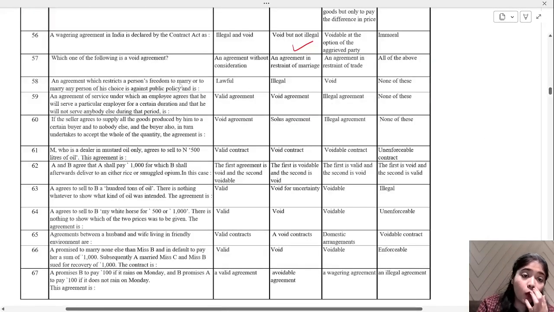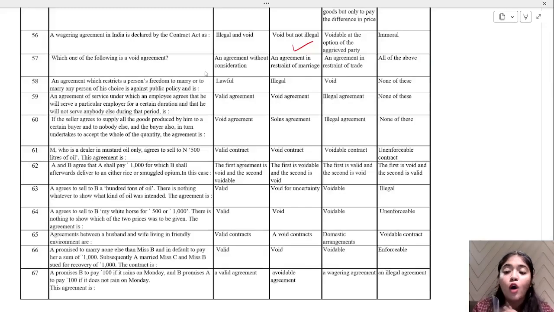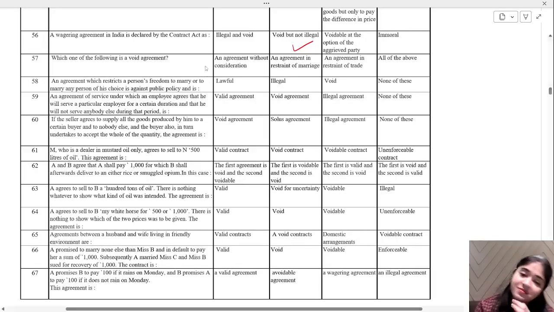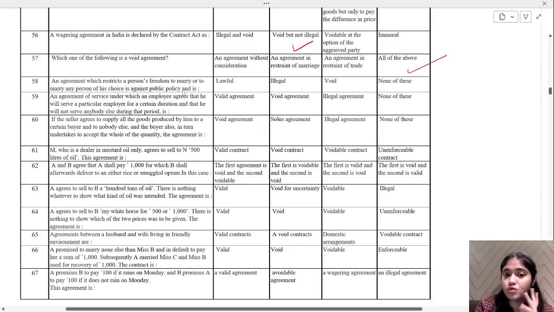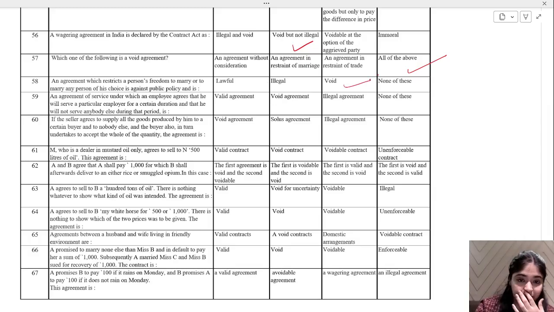Yes, let's go ahead. Which one of the following is a void agreement? Agreement without consideration, agreement in restraint of marriage, agreement in restraint of trade, or all of the above? Tell me, what do you think? Yes, all of the agreements are void agreement. There are few exceptions to agreement without consideration. That is different, but these ones basically are void agreements. An agreement which restricts a person's freedom to marry or to marry any person of his choice is against public policy and is lawful, illegal, void, or none of these. We read it in the previous one, restraint of marriage, that is void. Okay.